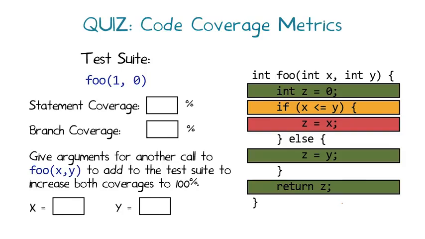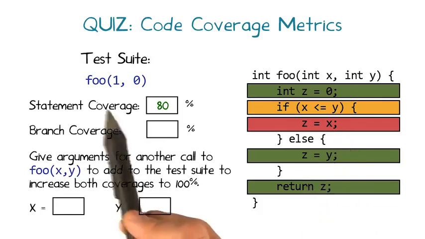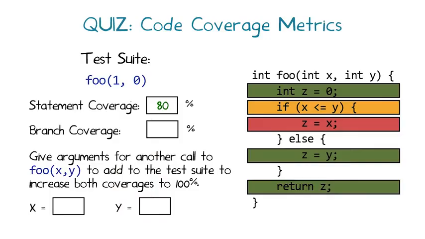Out of the 5 executable statements in this function, 4 are executed when we call foo with arguments 1 and 0, giving a statement coverage metric of 80%. And since the if statement's Boolean expression only evaluates to false but not true when we call foo with arguments 1 and 0, we have only covered 50% of the possible branches in this code. In order to increase these metrics to 100%, we need to make sure that x <= y evaluates to true. Therefore, picking any set of arguments with x less than or equal to y, for example, x and y both equal to 1, will ensure that the true branch of the if statement is followed and that the statement z = x is executed.